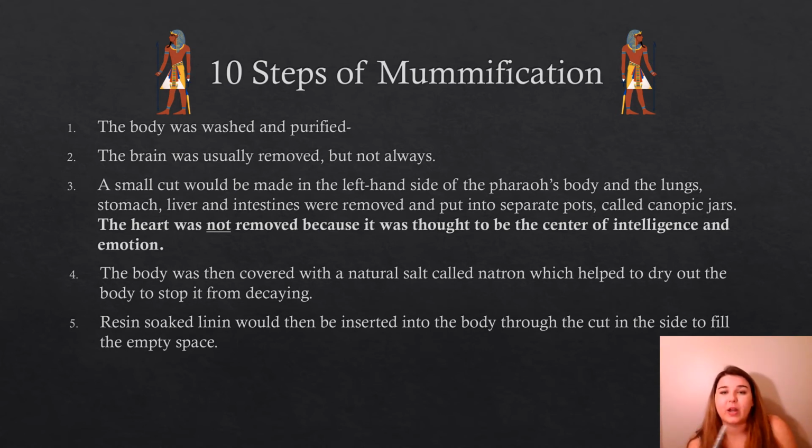Fun fact, they would remove the brain by going up through your nose and your sinus cavity and pulling it out, which is very weird to think that you could do that, but that was the typical process that they did. Next, on the left-hand side of the body, they would make a small cut, and through that small cut, they would remove the lungs, the stomach, the liver, and the intestines. Now, the intestines were put in separate jars called canopic jars. Now, remember, the heart was not removed during this time because it was thought to be the center of intelligence and emotion and would be later used in the afterlife to judge whether or not they would move on.